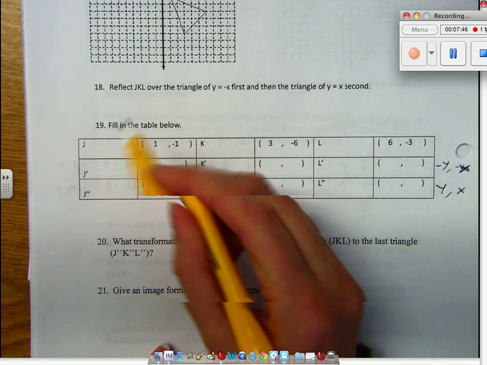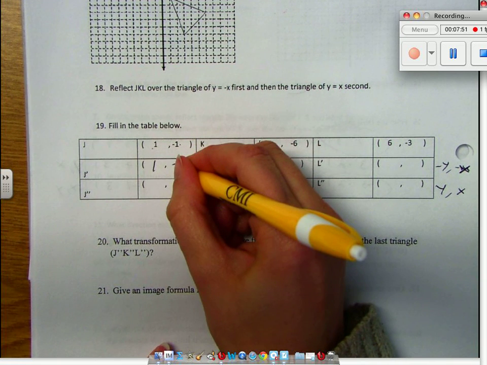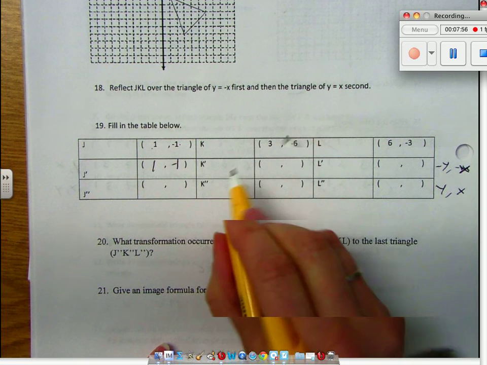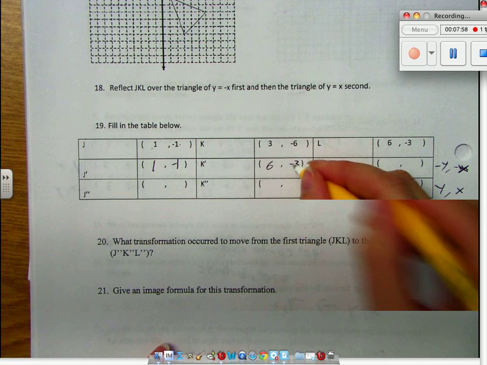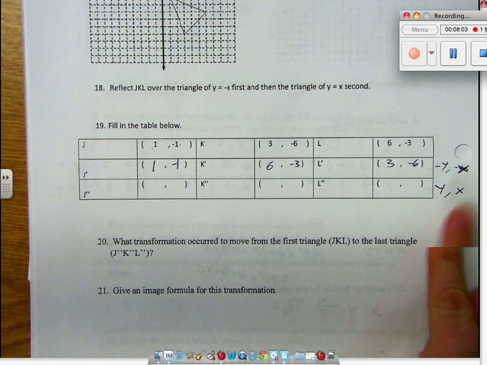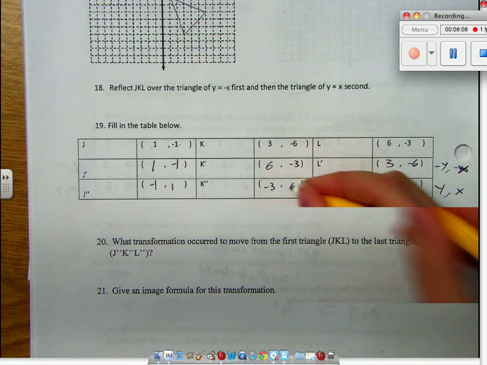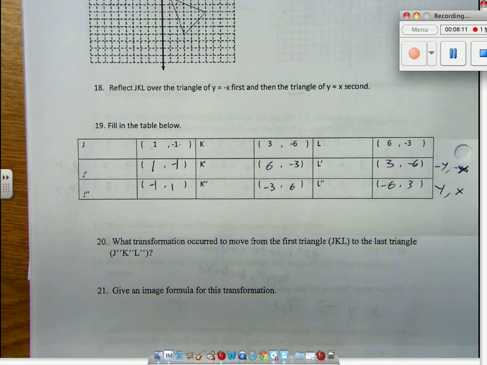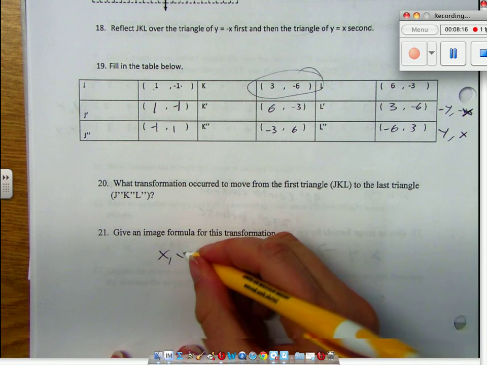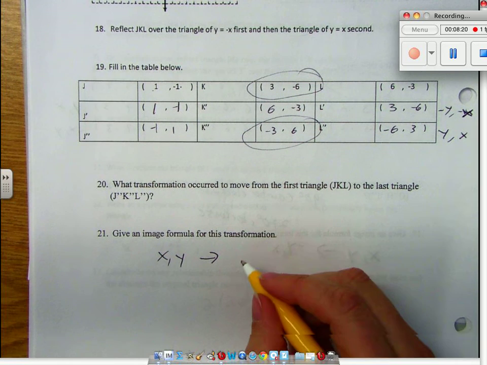Okay, so 1 negative 1 becomes 1 negative 1. Because I'm flipping it and changing the signs. I get 6 negative 3 and 3 negative 6. Now I'm going to take those middle ones and flip them again. So I get negative 1, 1, negative 3, 6, and negative 6, 3. Okay? So to get from the top, x comma y, to go straight to the bottom, what happens? Negative x, negative y.